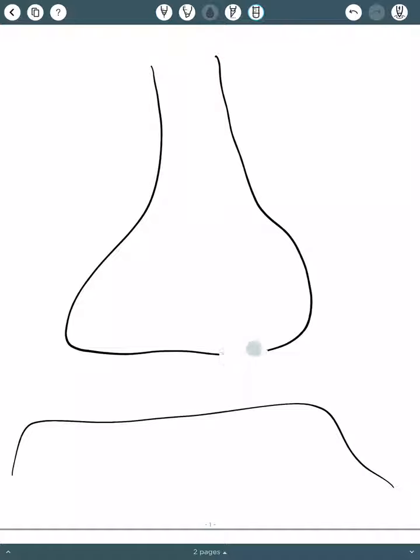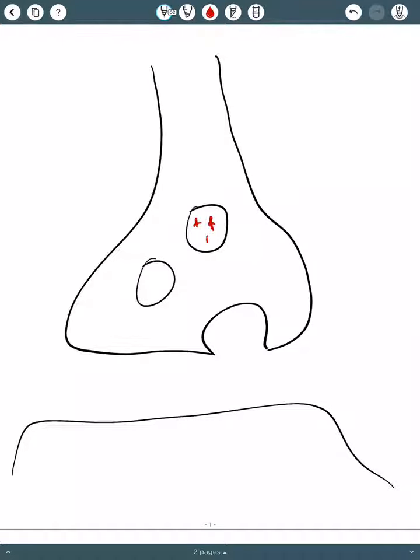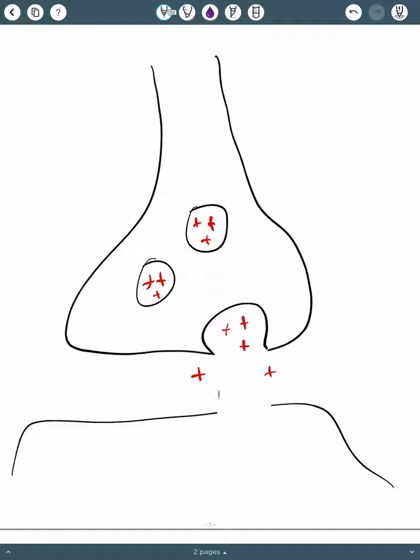So here's our generic synapse, and I'm going to draw some acetylcholine, which is a neurotransmitter that's packaged into vesicles. It's ready to go, and when action potentials come down the end of this axon terminal bouton, the vesicles fuse with the membrane, and they dump acetylcholine into the synapse, and there's a receptor postsynaptically.